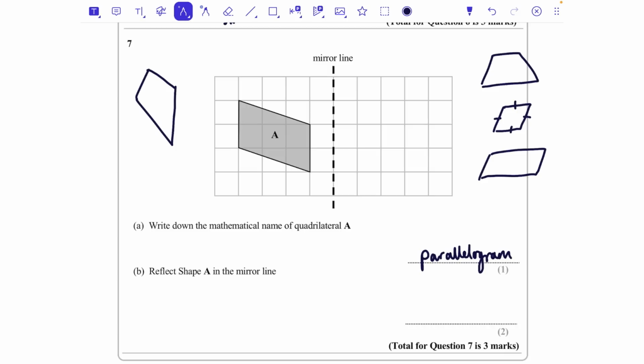Reflect shape A in the mirror line. So we want to make sure that we're the same distance away from the mirror line on both sides. Where this point here is 1 square away, it's going to be 1 square away on this side. Same down here. And this one is 4 squares away, so it's going to go up here. And this one is here. And then I would just join them up. It's just a little bit easier to do the points and then join them up than it is to try and reflect the shape. So there we go.